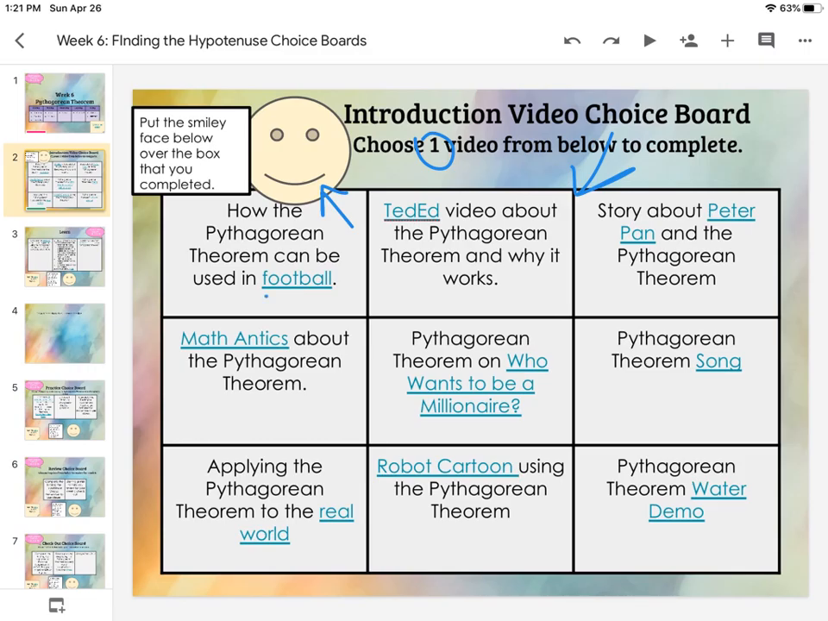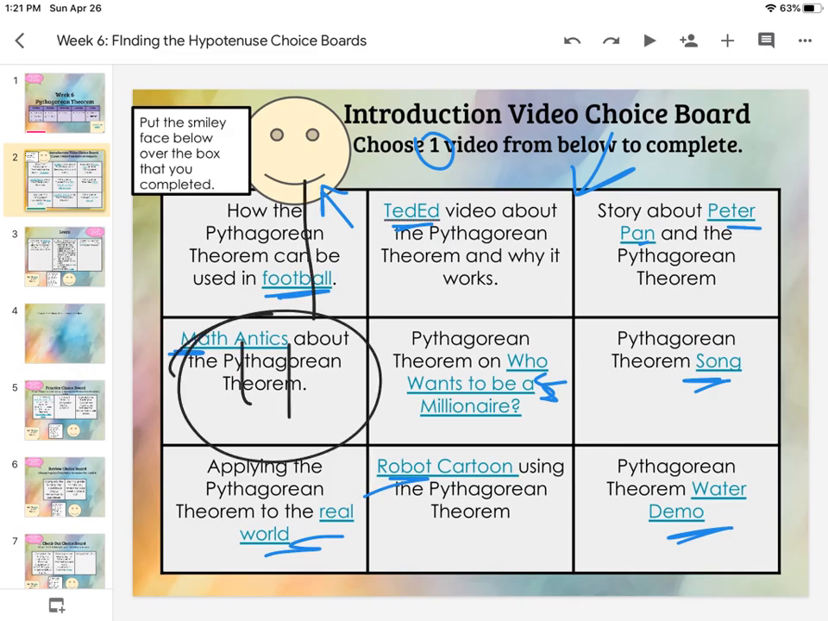So you have a choice of football, math antics, a real world application, a TED Talk, a story about Peter Pan, a song, Who Wants to Be a Millionaire, a robot, or water. Now you could do more than one, but after you decide which one you're going to do, take the smiley face and drag it over the one that you've done, please, so we know which one you watched.